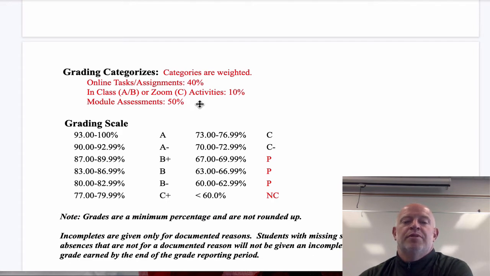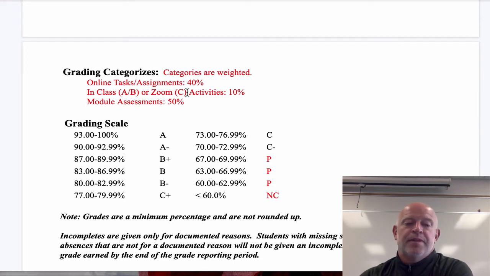But what it has been replaced by is this system of our online tasks and assignments, our in-class activities for my cohorts A and B, or Zoom-related activities for my cohort C. Okay, so yes, even if you are a distance learner, my expectation is that you will be part of those Zoom meetings when we're scheduled, and there will be a graded thing that goes along with that. Okay, if you have to miss one for an obligation, again, we communicate and we'll figure it out.